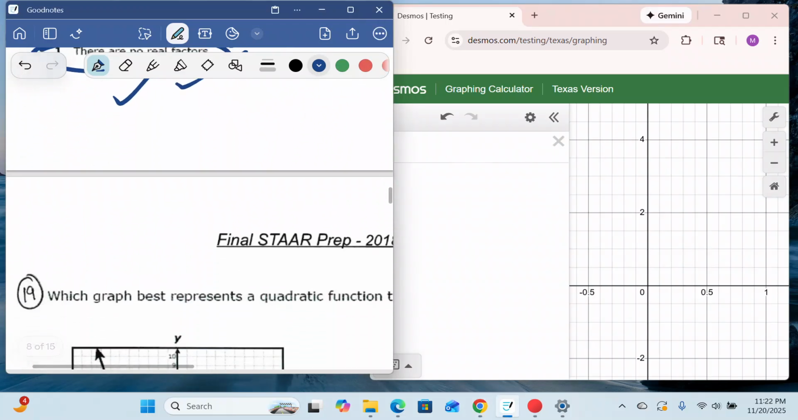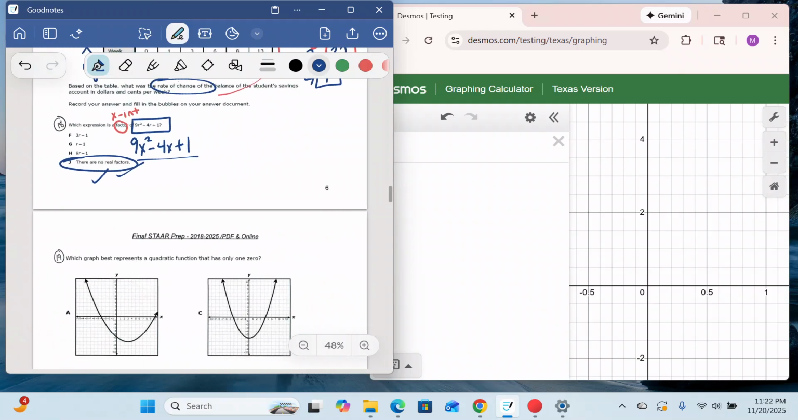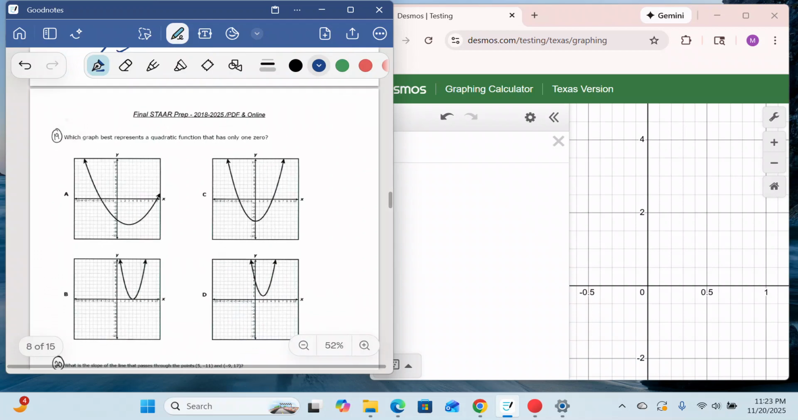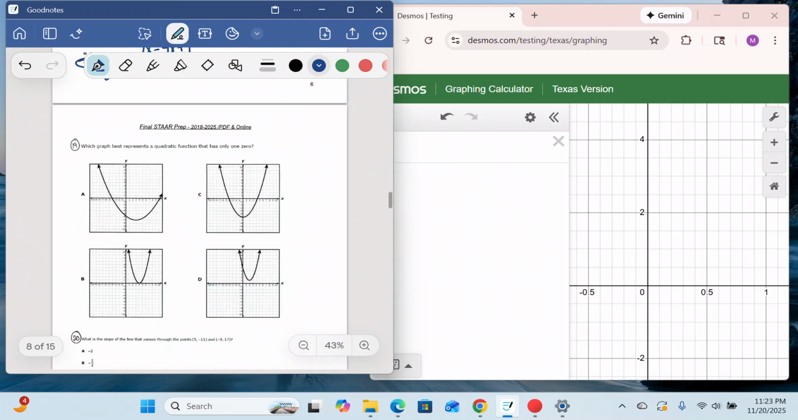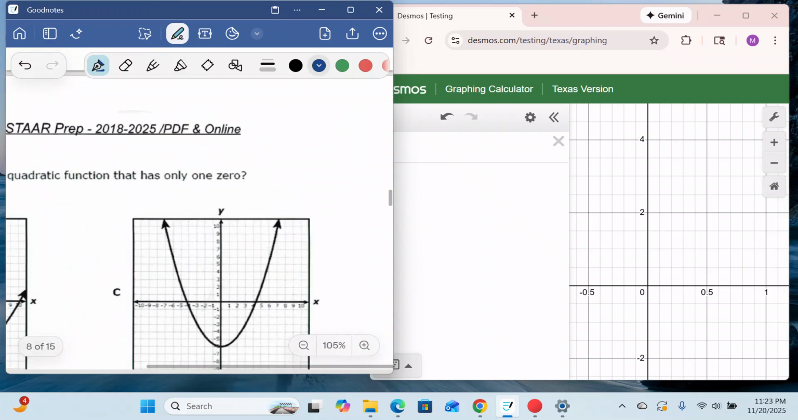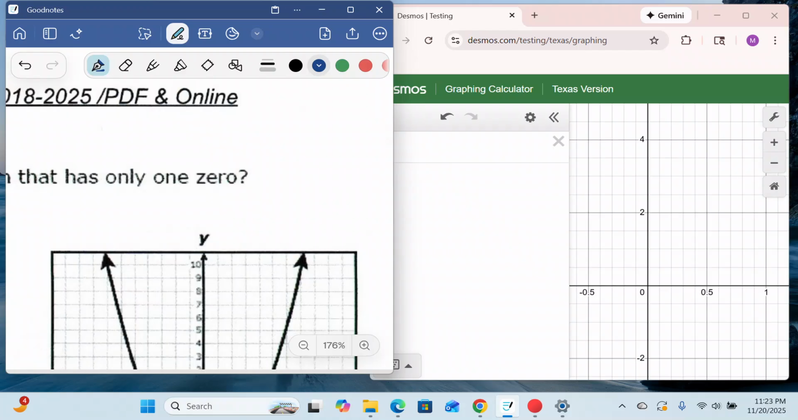Try them out. Check to see if you know how to do them. Look at this one. Number 19 is a good one. Look at what it says. Which graph best represents a quadratic function that only has one zero? And remember the key word: zero.